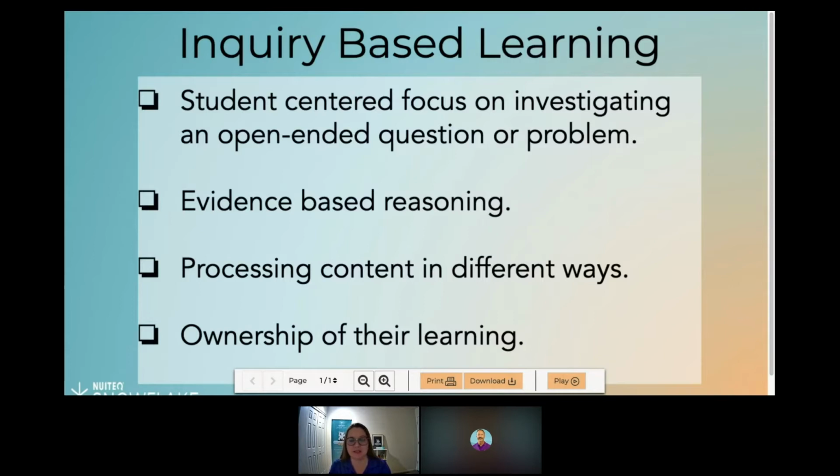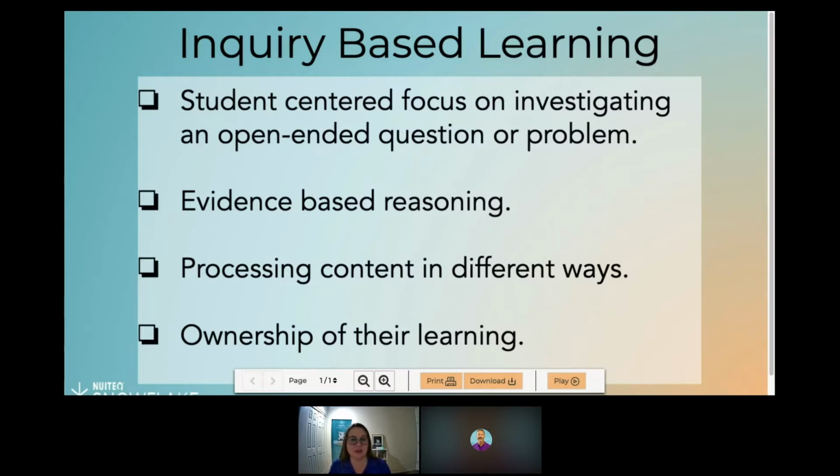Much of inquiry-based learning is based off of using evidence-based reasoning. So students examine different sources or conduct different experiments and then use the evidence from that to come up with a solution or an answer to their open-ended question.